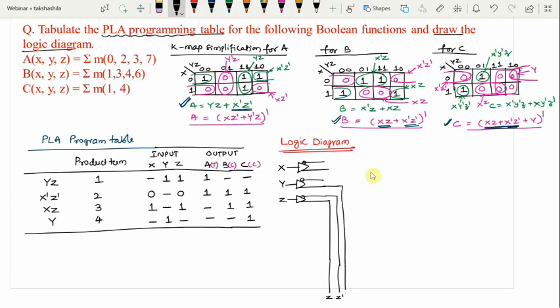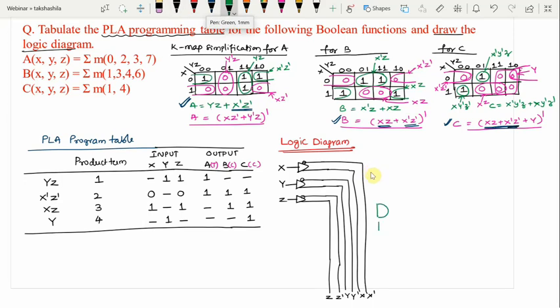Similarly, we have Y and Y'. This is for X, X', right? Next, we have to have AND gates. And in the examination also, please use different colors for a legible diagram so that the examiner, by looking at it directly, can give the marks. These are product terms 1, 2, 3, 4. These are the cross connections for generating the AND matrix.